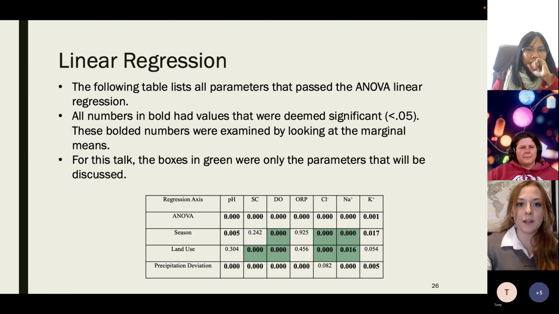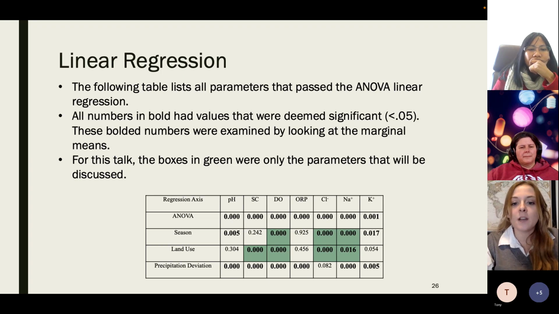So we've covered most of the parameters examined in the linear regression, but I just wanted to show you guys the table of all the parameters that were deemed to be significant. All the numbers in bold had a correlation to one of the three categories, so either season, land use, or precipitation deviation. The ones covered in green are the ones that we have discussed today. The remainder that are in bold, if you would like to learn more information, I do have them listed in my thesis. A lot of them are related to the chemical properties.